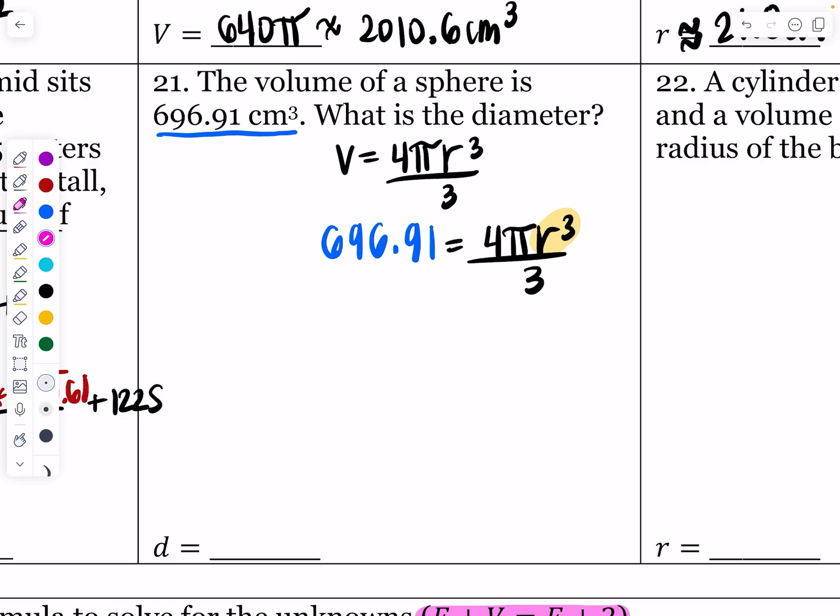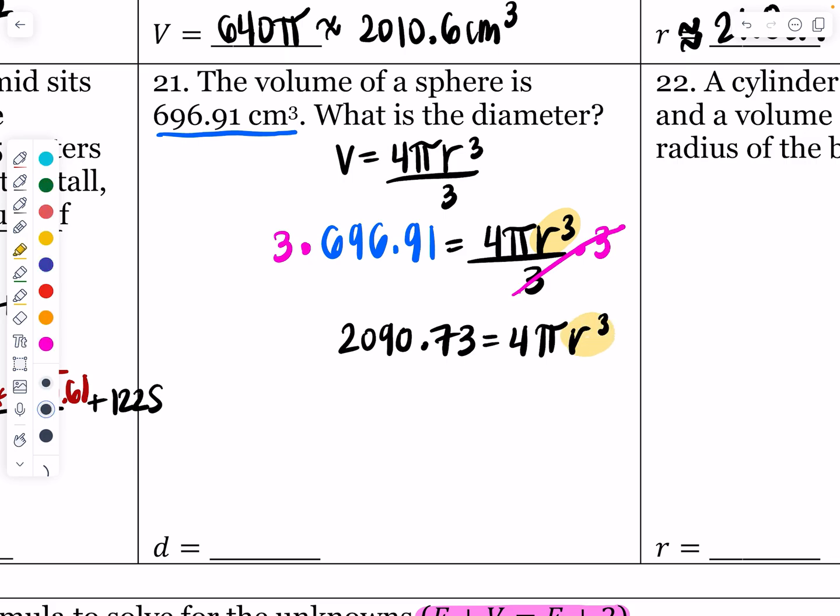So we said the first step was we need to get into this numerator. So who do I need to get rid of? I need to get rid of the denominator. So what is the opposite of dividing by 3? I'm going to multiply by 3 on both sides. And when I do that, I'm going to get 696.91 times 3. That is going to give me 2,090.73 equals 4 pi r cubed.